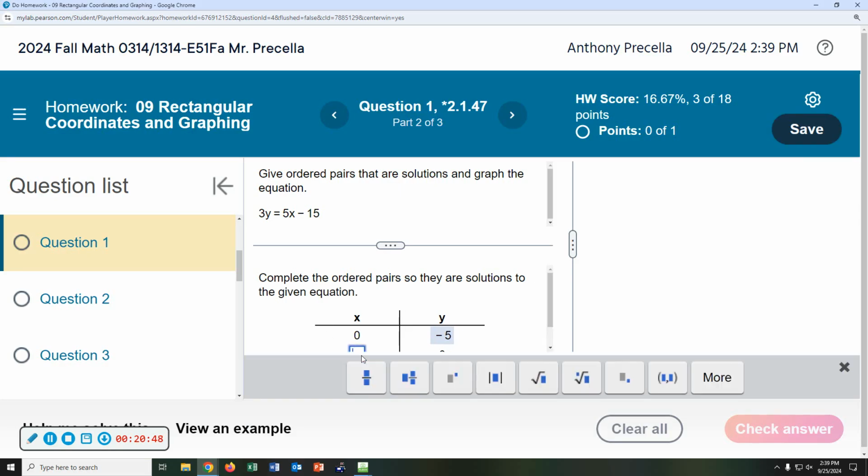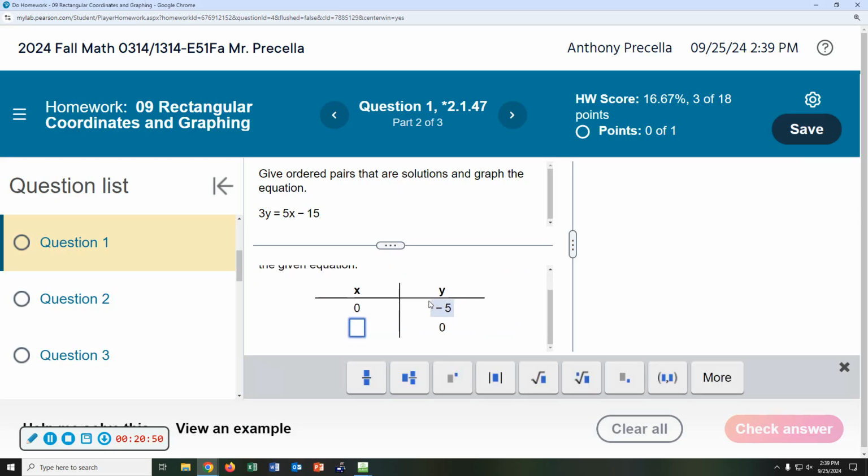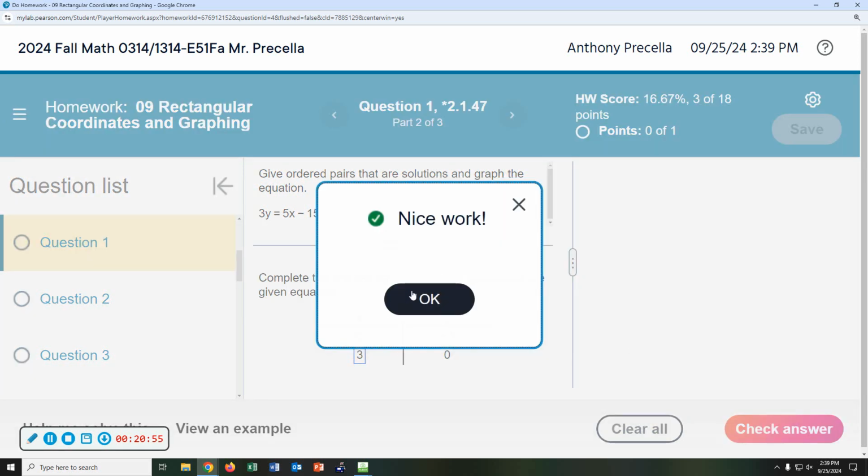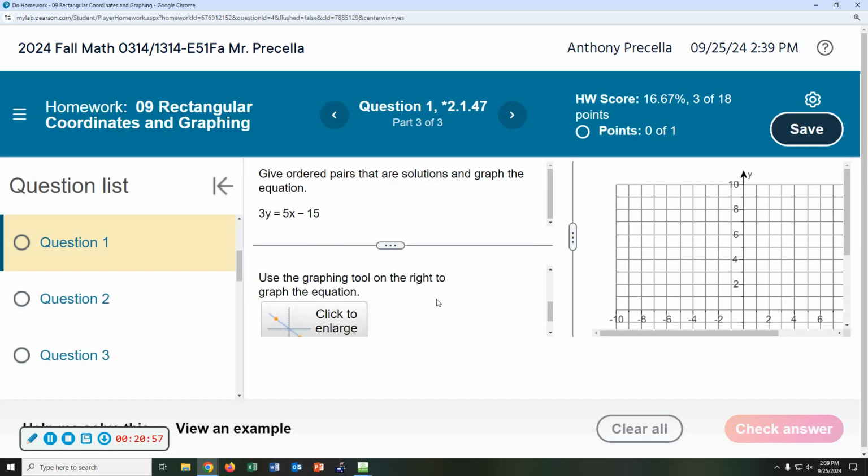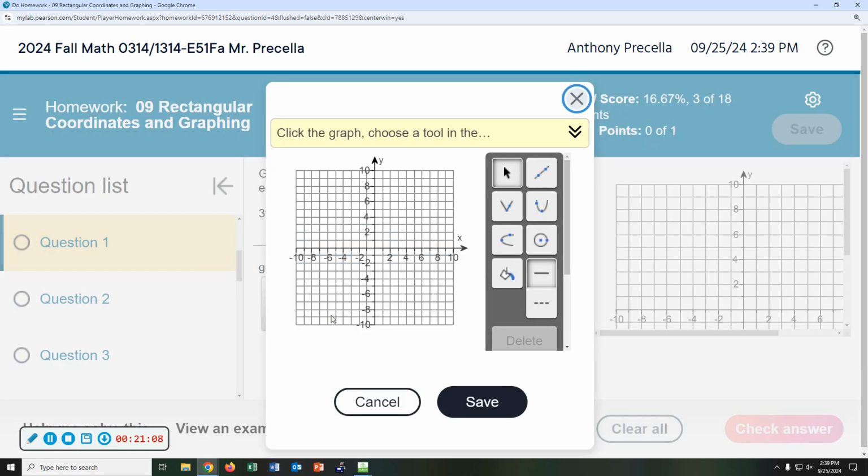So, 3. Check it. And now here comes something new. They want us to use the graphing tool on the right to graph the equation. What I do is I click to enlarge, and that gets the graph all there, and you don't have to be scrolling or anything. But these graphing tools don't just do the graphs for you. You have to know what you're going to be graphing.